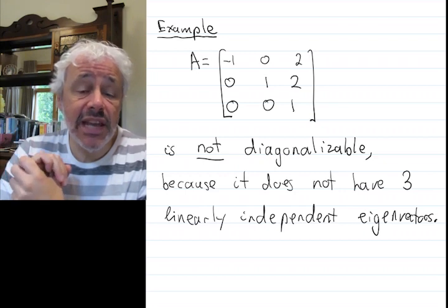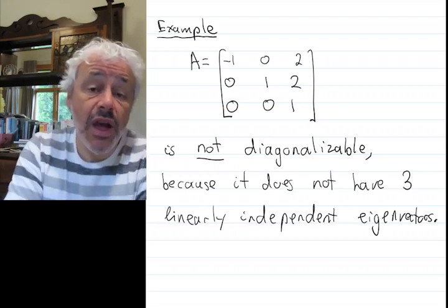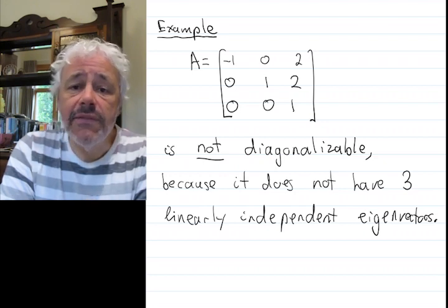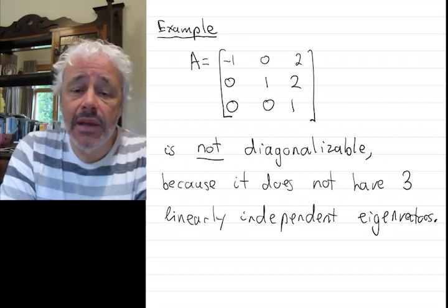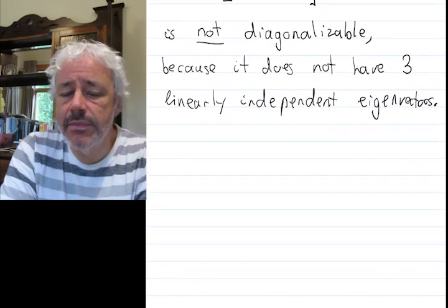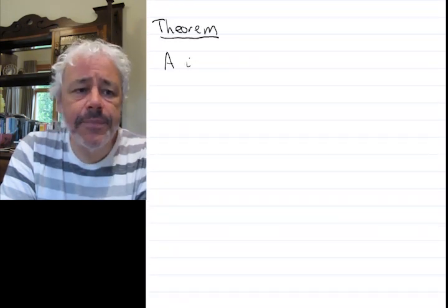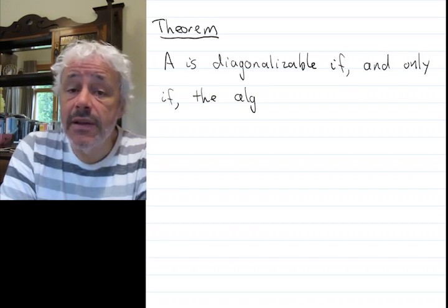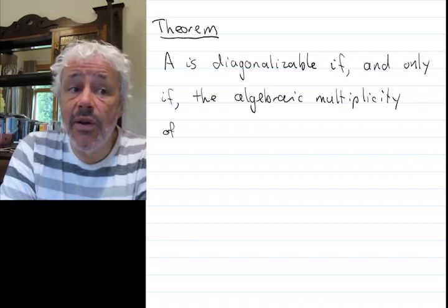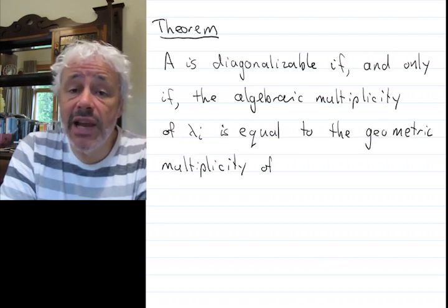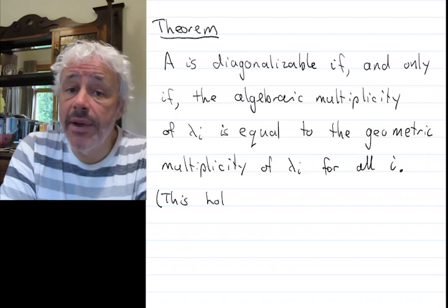These are the matrices that cannot be diagonalized. They're the ones where you have repeated eigenvalues with not enough eigenvectors, where the dimension of the eigenspace is less than the number of times that eigenvalue is repeated. Let's state that as a theorem. Matrix A is diagonalizable if and only if the algebraic multiplicity of eigenvalue λi is equal to the geometric multiplicity of eigenvalue λi for all i.